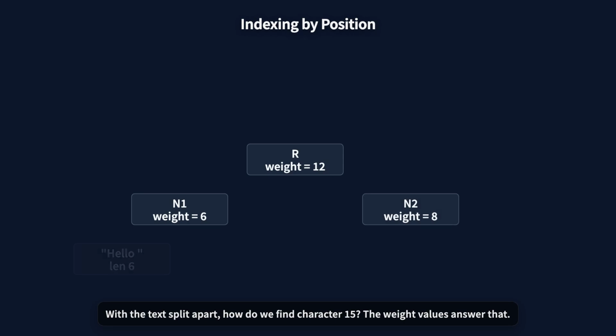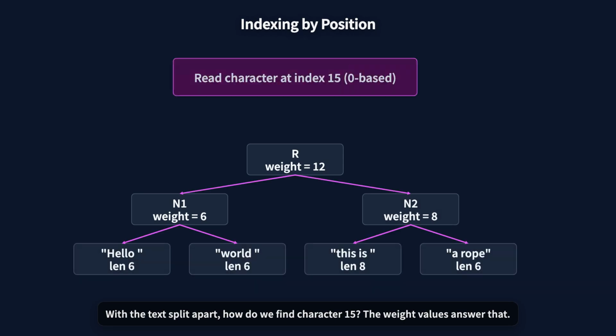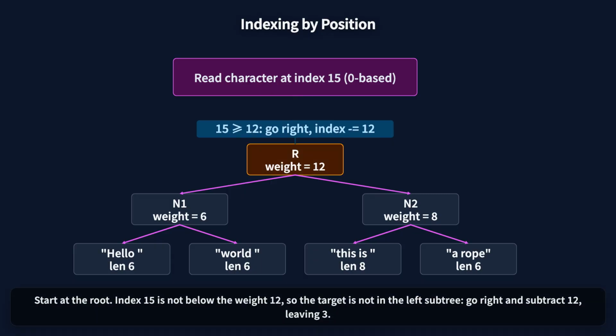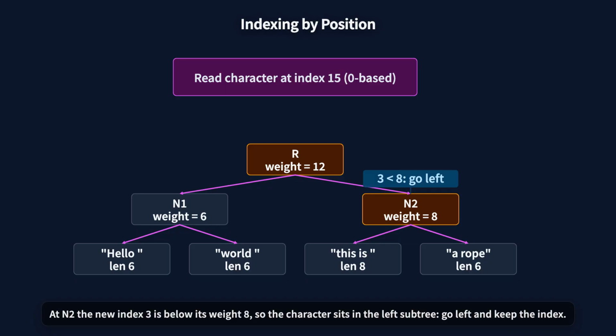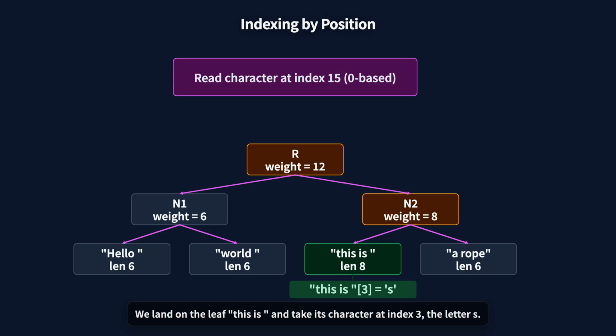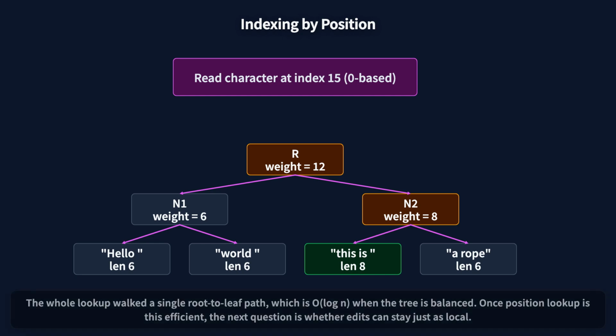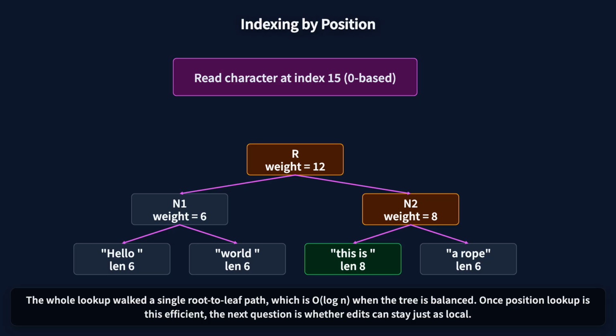With the text split apart, how do we find character 15? The weight values answer that. Start at the root. Index 15 is not below the weight 12, so the target is not in the left subtree. Go right and subtract 12, leaving 3. At N2, the new index 3 is below its weight 8, so the character sits in the left subtree. Go left and keep the index. We land on the leaf "this is" and take its character at index 3, the letter s. The whole lookup walked a single root-to-leaf path, which is big O of log n when the tree is balanced.